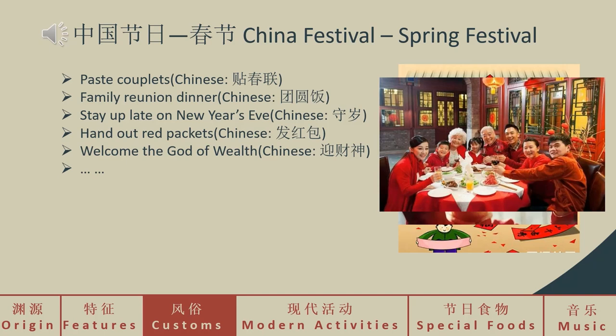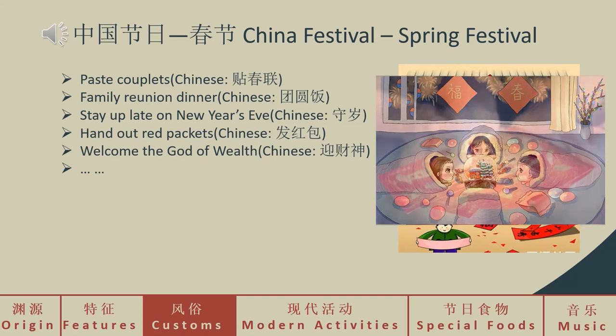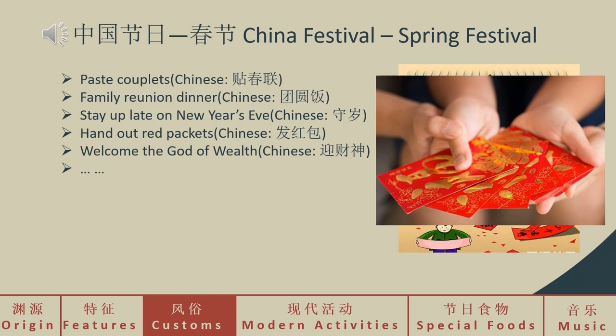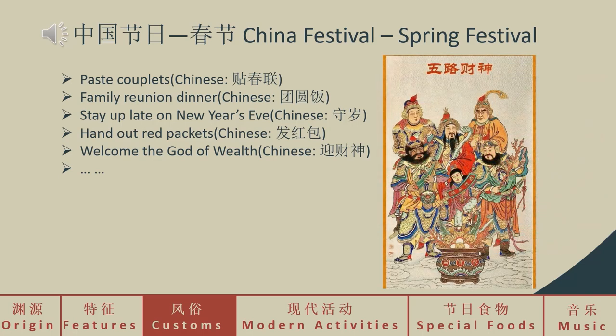Family reunion dinner, 团圆饭. People traveling in a place far away from home will go back to their home to get together with their families, and they will have dinner together. Then is staying up late on New Year's Eve, 守岁. It is a way for Chinese people to welcome the New Year's arrival. The old do it for cherishing their past time, and the young do it for their parents' longevity.